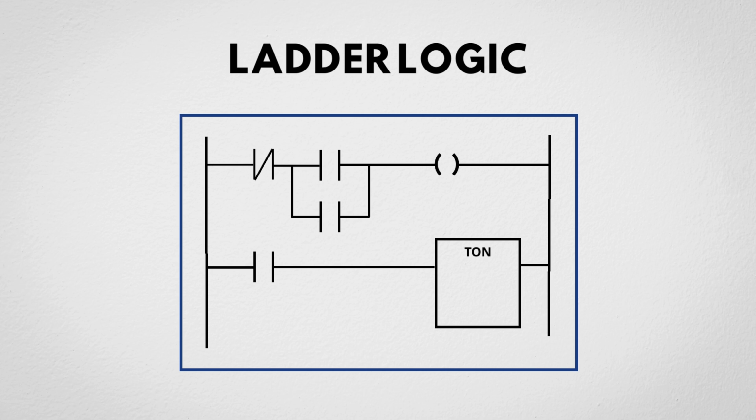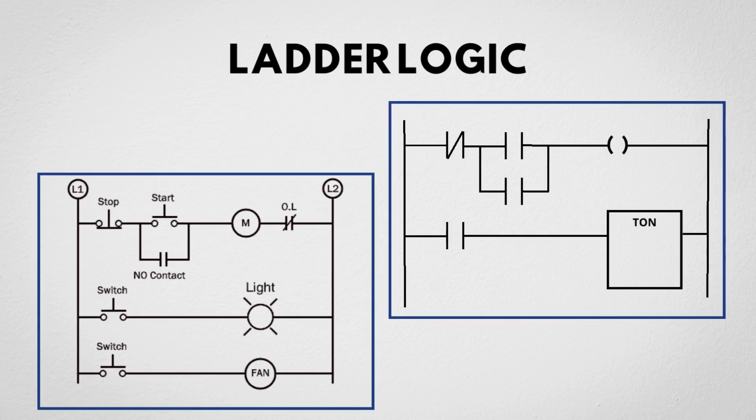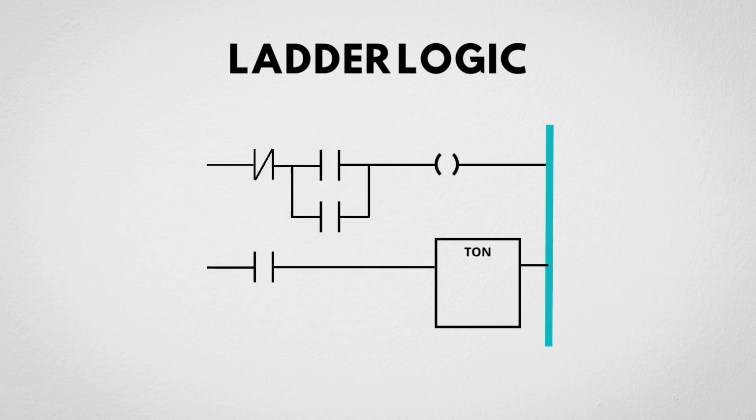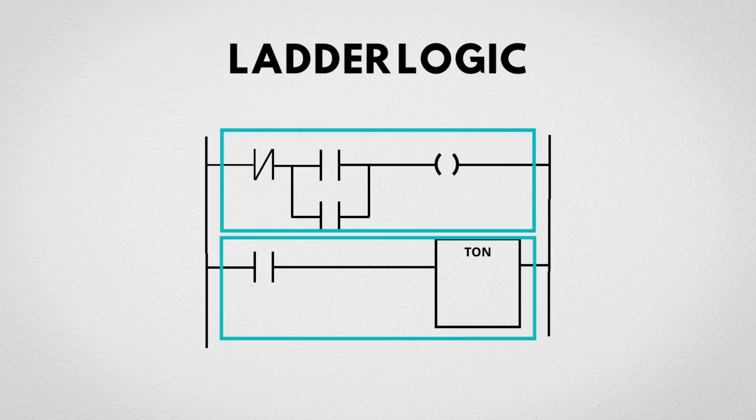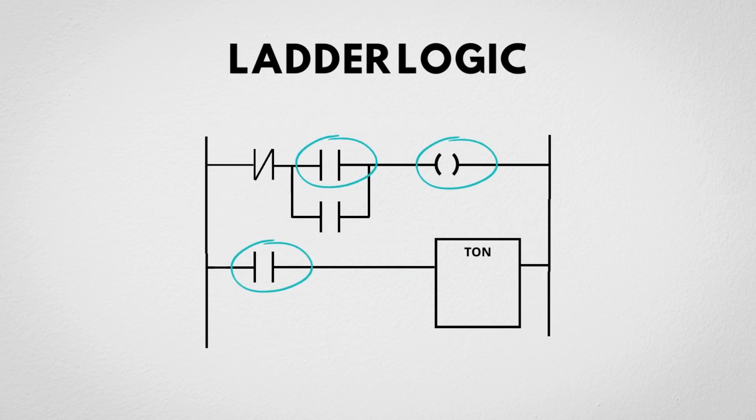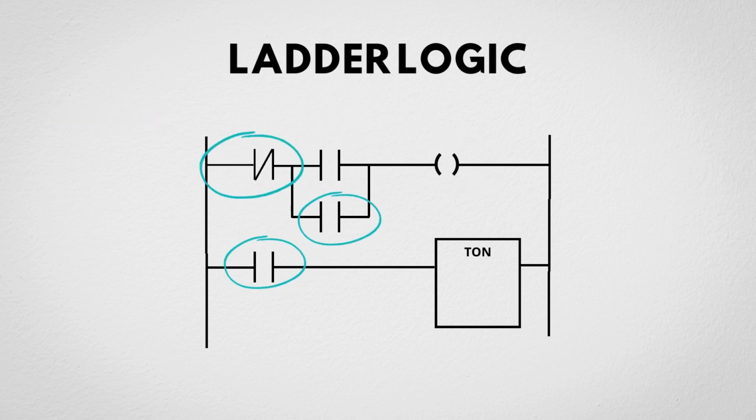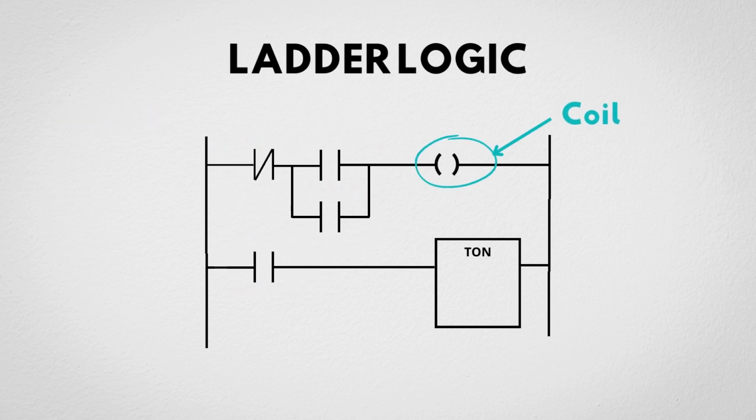So ladder logic is a graphical language based on relay logic circuit diagrams. A ladder diagram consists of 2 parallel bars connected by a series of rungs. There are contacts and coils on these rungs. Contacts symbolize inputs and coils represent outputs.